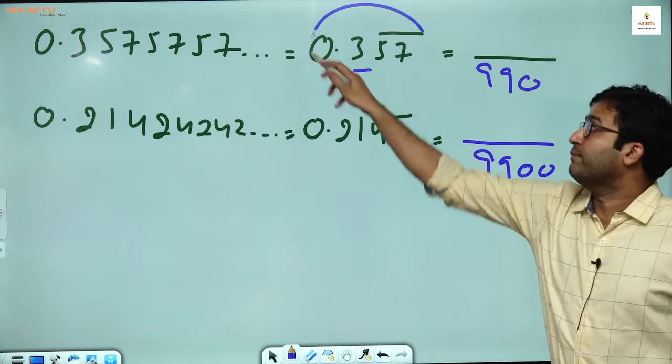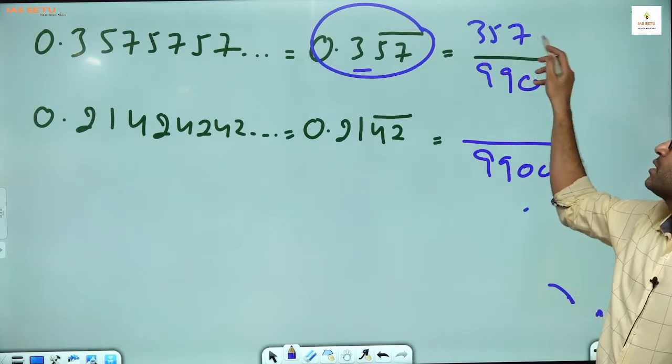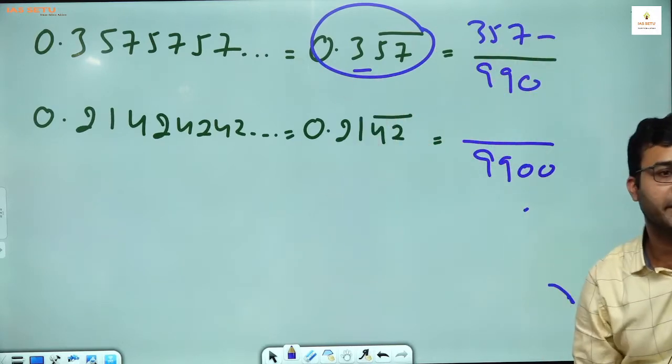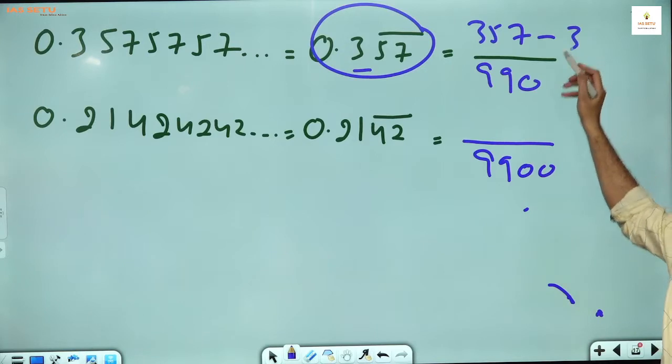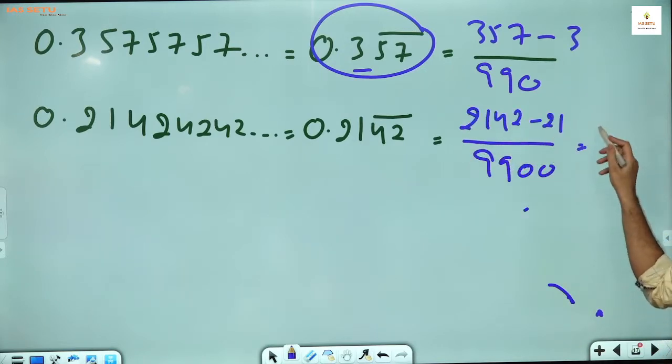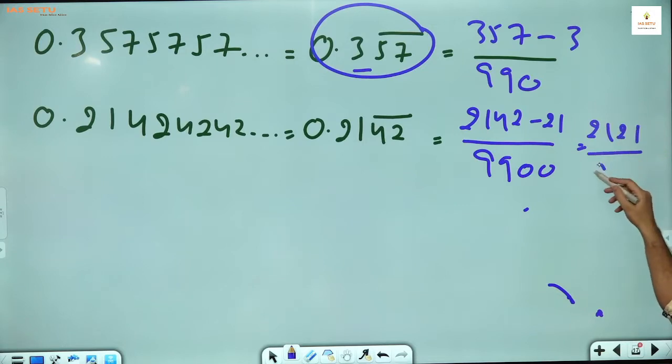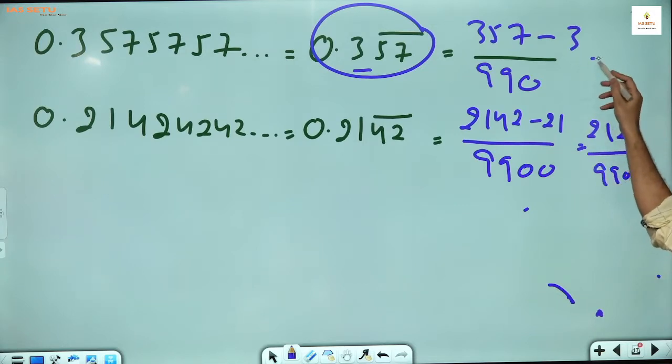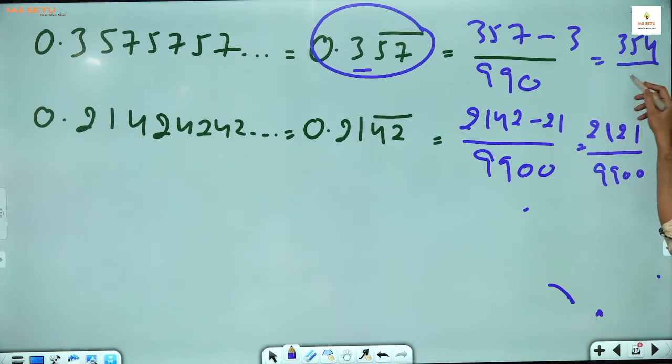Numerator is total number minus non-recurring part, 3 here. This is 2142 minus 21. So it is 2121 upon 9900 and this is 354 upon 990. Simplify.